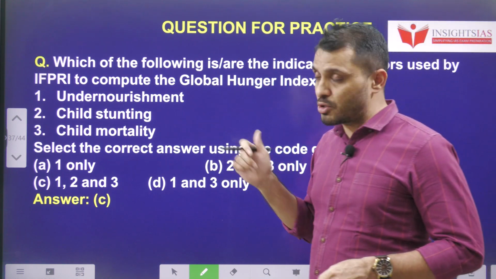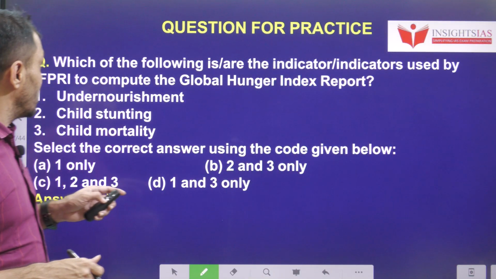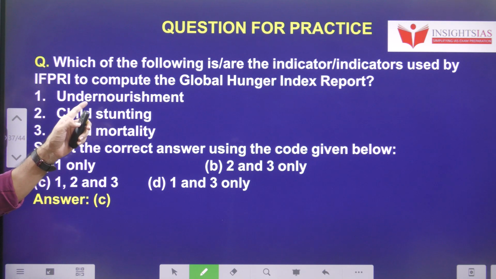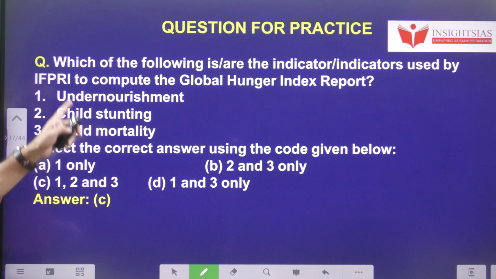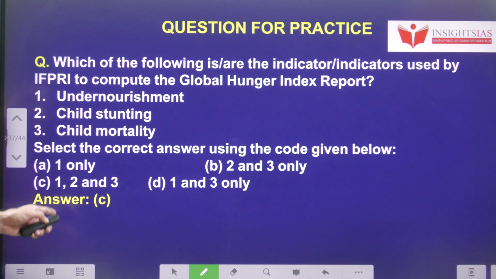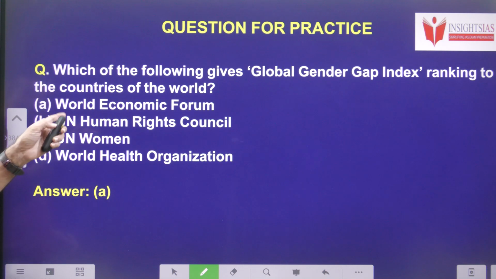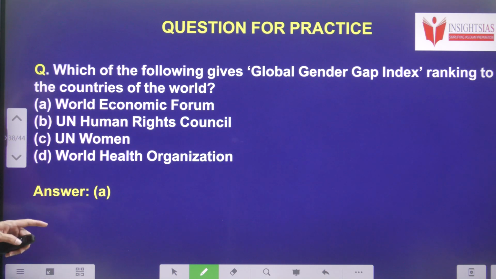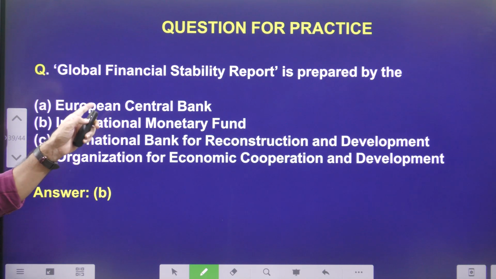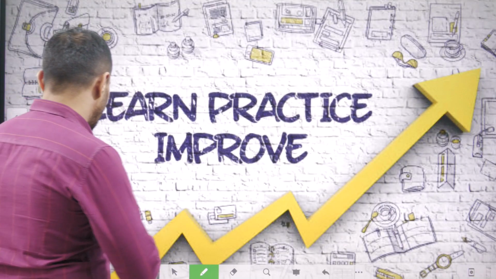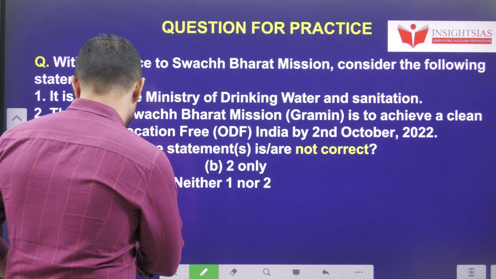Now we will see yesterday's video questions. Yesterday's video question number 1: which of the following are the indicators used by IFPRI to compute the Global Hunger Index report? Which ones do they use? The answer is C, 1, 2, 3. All of these parameters are used. Second, which of the following gives the Global Gender Gap Index ranking? It is the World Economic Forum. Next, the Global Financial Stability Report is prepared by the International Monetary Fund.